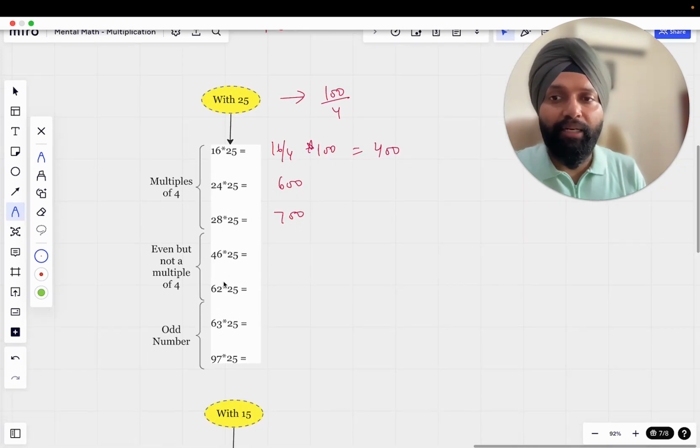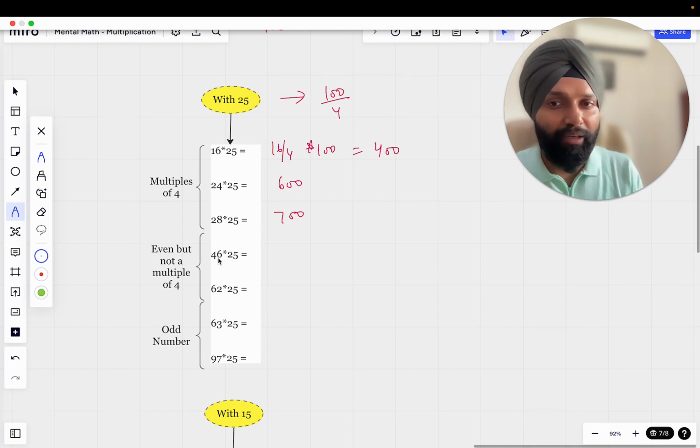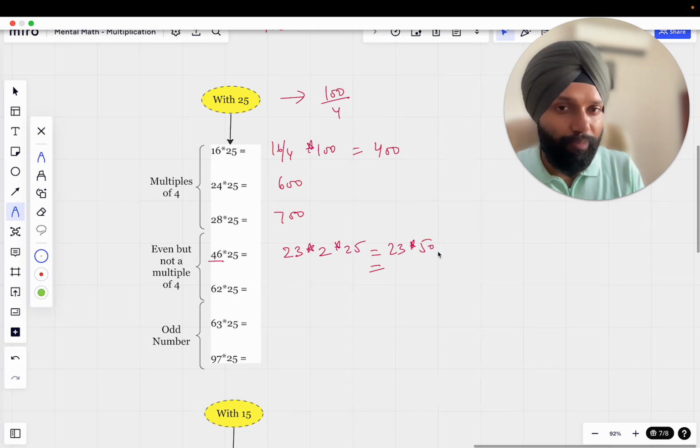And then let's say instead of a multiple of 4, you have an even number but not a multiple of 4. So now there are two ways to go about it. One is that you can divide it by 2 and take out 2 separately. What I mean is think in terms of this. 46 you can write as 23 into 2, and then you have 25. So now it becomes 23 into 50, right? So now you have 23 into 50, and again 50 is 100 by 2, right?